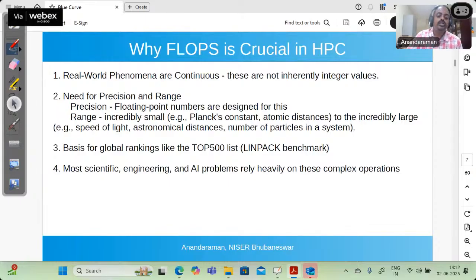There is a website I will show you after the next two slides: Top500.org, and the Linpack benchmarks. They determine how many FLOPS you can do. 10 to the power 12 FLOPS is a teraflop, 10 to the power 15 is a petaflop, then exaflop, and it goes on.